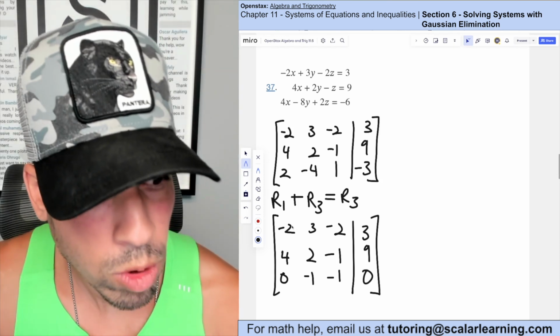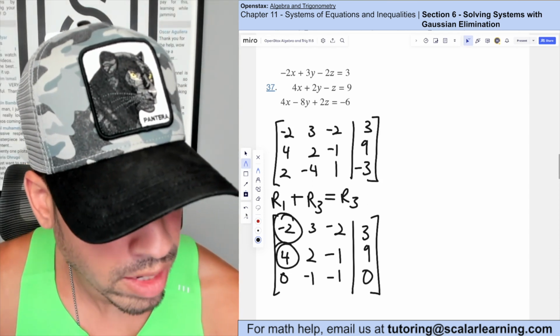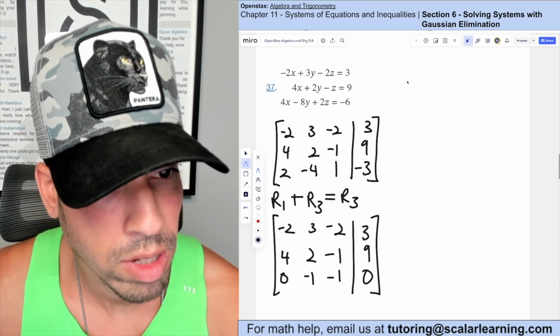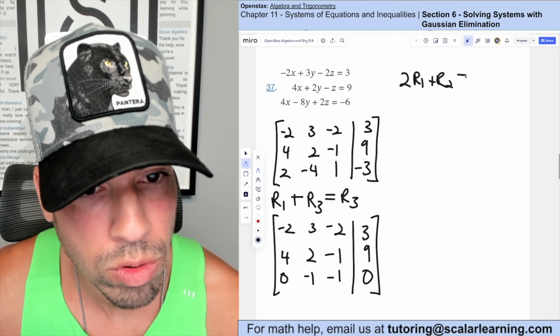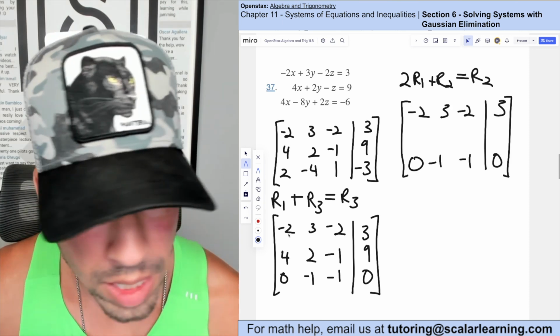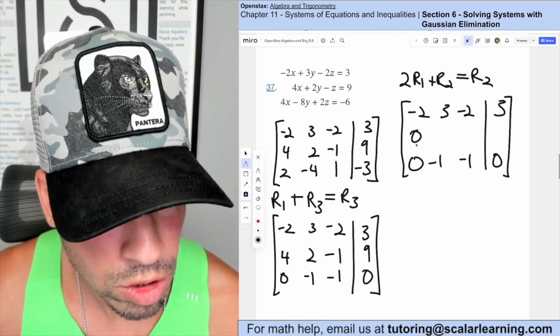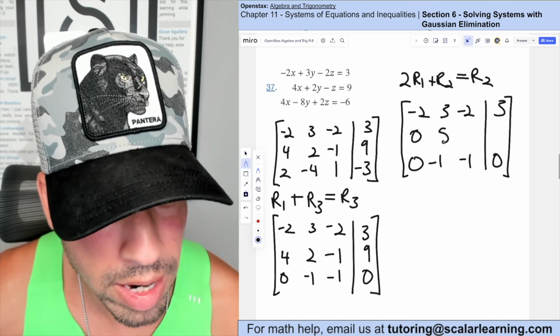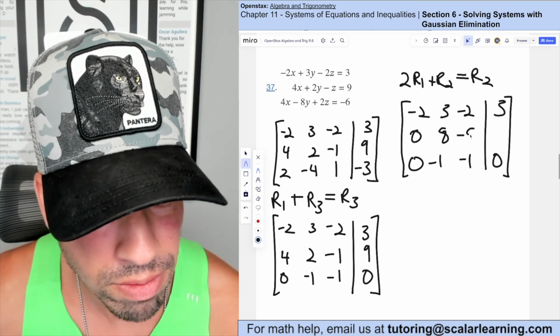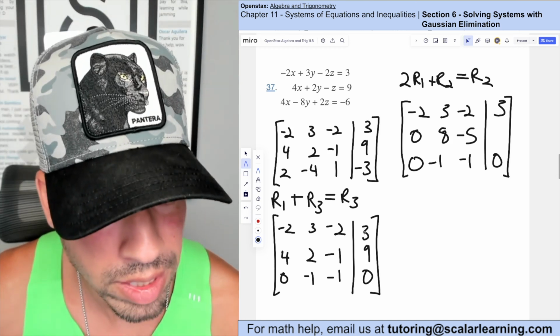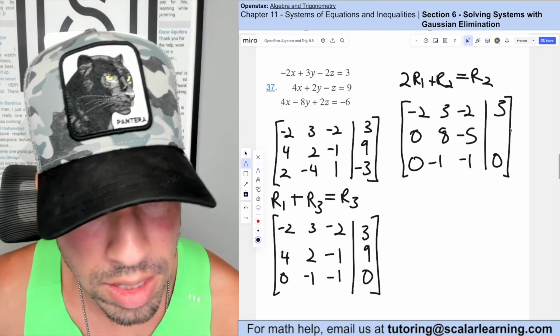Great. Next, we're going to multiply the first equation by 2 and add it here to zero that out. So let's do that now. So 2 times row 1 plus row 2 to give a new row 2. So we got 2 times -2 plus 4 is 0. 2 times 3 is 6 plus 2 is 8. 2 times -2 plus -1 is -5, and 2 times 3 is 6 plus 9 is 15.